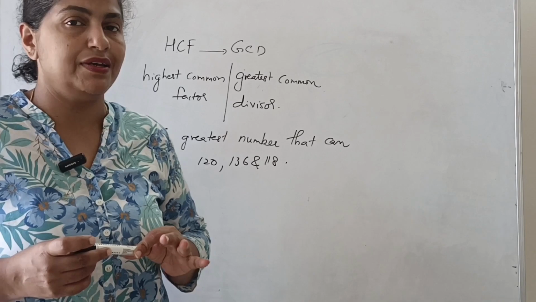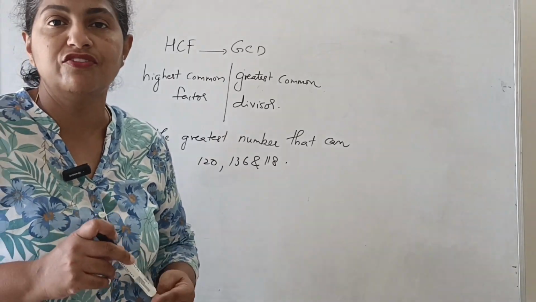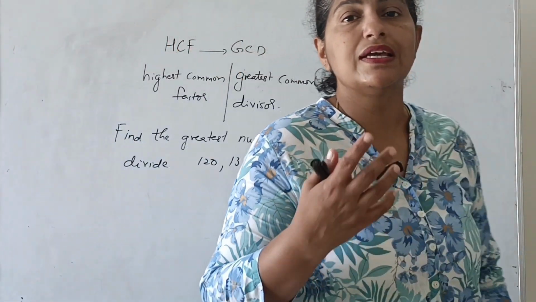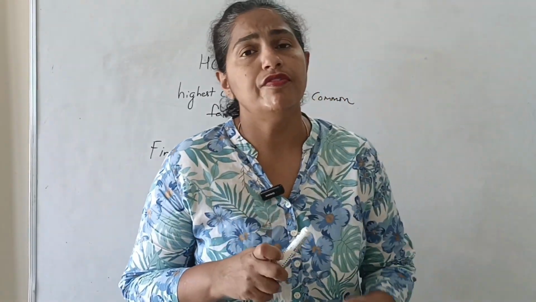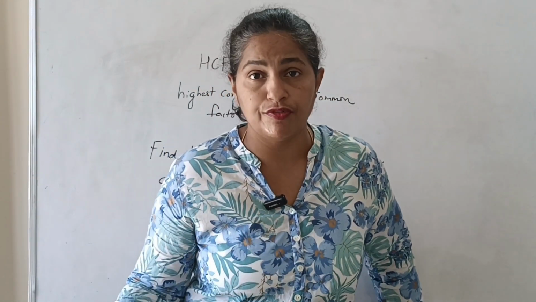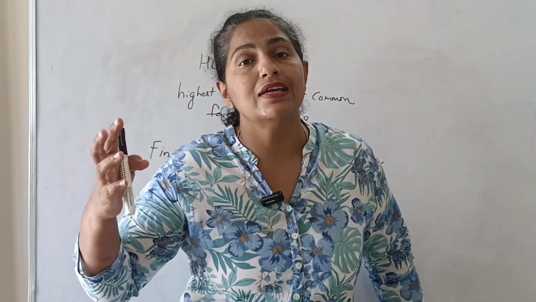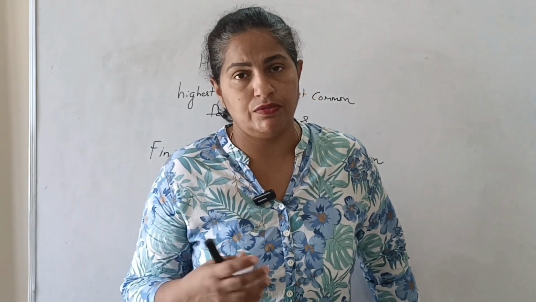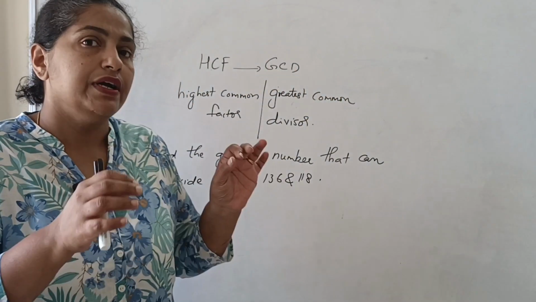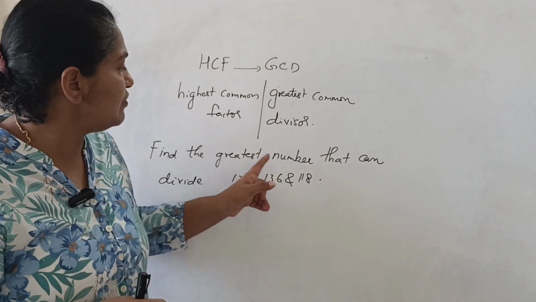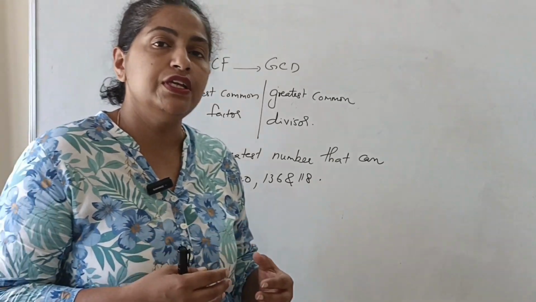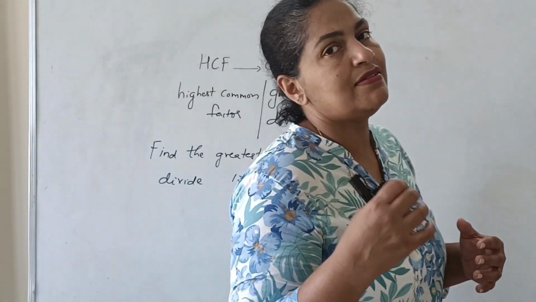HCF is also represented as GCD or the greatest common divisor. HCF is the highest common factor or it is also the greatest common divisor. So whenever you have a sum wherein they are asking you to find the highest common factor of a set of numbers or the greatest number that can divide a set of numbers, you know that you need to find the HCF of those numbers. So let us do this particular sum. Find the greatest number that can divide 120, 136 and 118. You need to know that you need to find GCD, which automatically means the HCF.